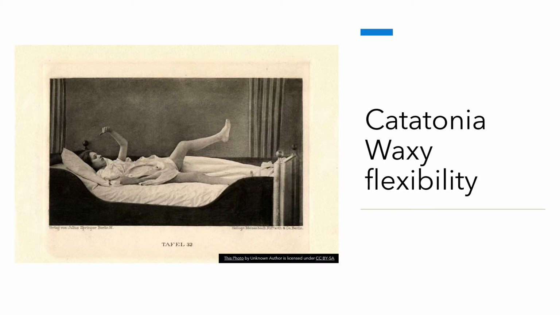This is a picture of catatonia, because it's called waxy flexibility. The reason is the person has a muscle tone such that if I move this arm to any position, it will stay in that position for long periods of time. And if I move the leg to another position, it will stay in that. It is like wax. I can move it to any direction or any shape, and it will stay there.